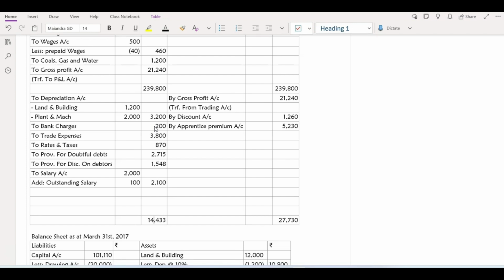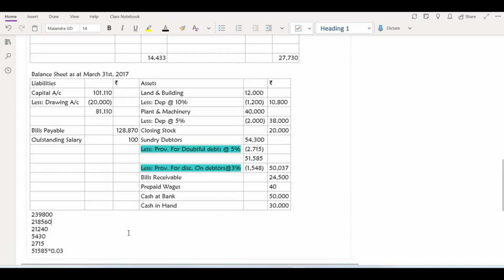14,433. Alright, let's see what is. Okay, I'm going to delete this much calculation. We don't need it now. We just need to do our last one, 27,730.